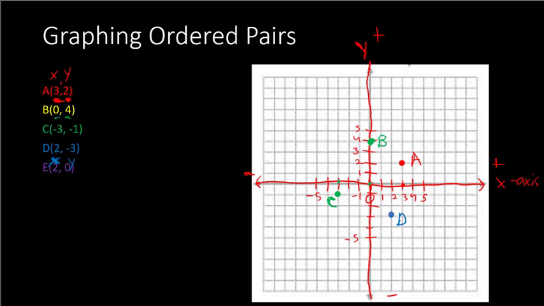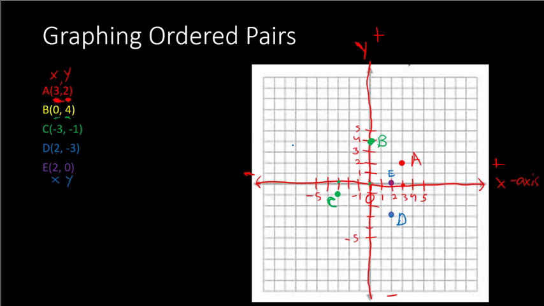Here's another one. We have point E, and this one is at the point (2, 0). So where would that one be? Well, 2 is your x value, and 0 is your y value. So for x, we have to go 2 to the right in the positive direction, +2. And then y is 0, meaning it does not go up or down. It just stays right there on the x-axis. So your point would be right here, over 2, up 0. That would give you point E, just 2 to the right.